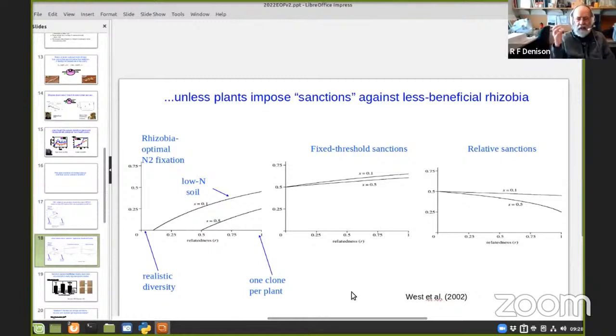But this was based on this assumption that the plants, you know, they don't have brains. Can plants without brains somehow tell whether a root nodule is delivering nitrogen? And if they do, do they have some way to shut down that nodule in a way that, from the plant's point of view, they're no longer wasting resources on a less beneficial bacteria?